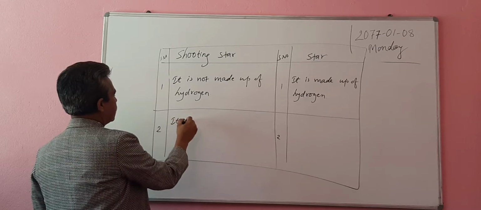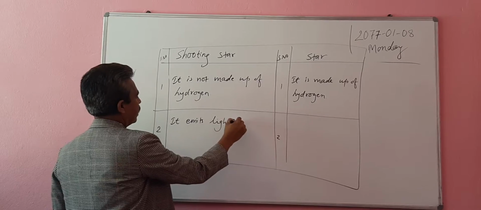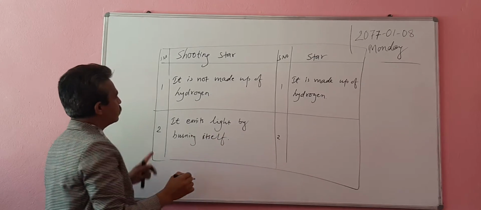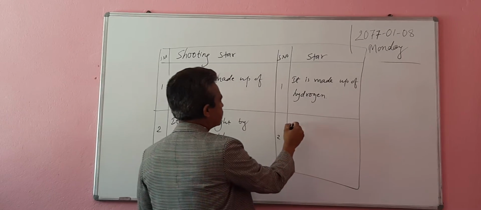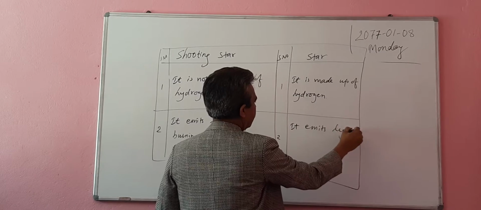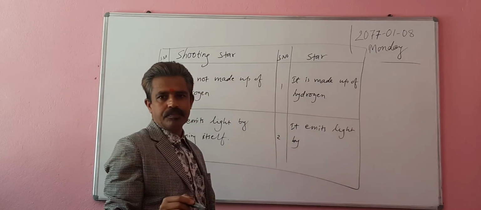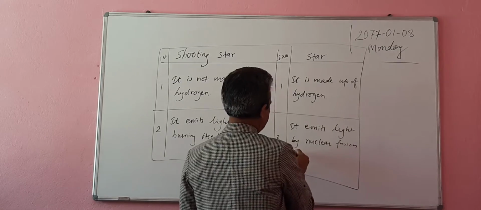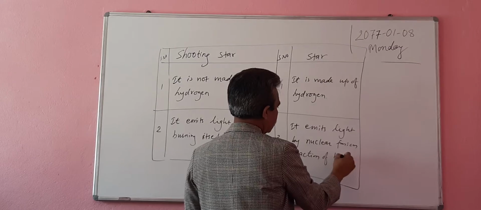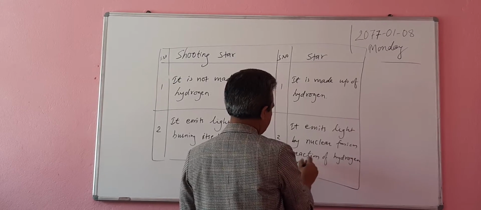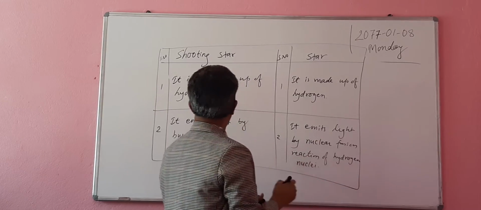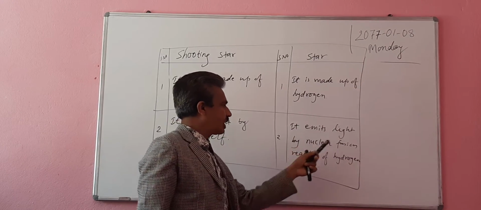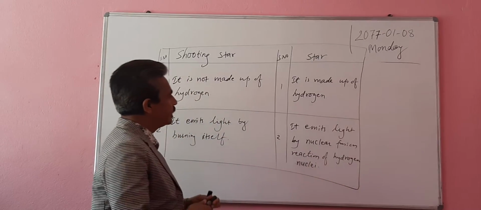Number 2, it emits light by burning itself. Shooting star emits light by burning itself. Star emits light by which reaction? Nuclear fusion reaction of hydrogen nuclei. Shooting star burns itself, but star doesn't burn itself. It emits light by nuclear fusion reaction of hydrogen nuclei.